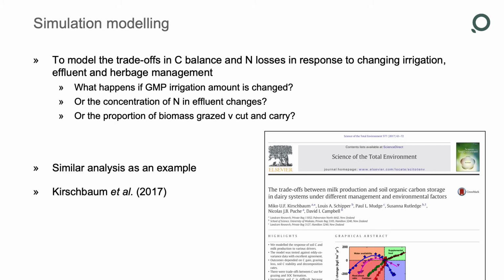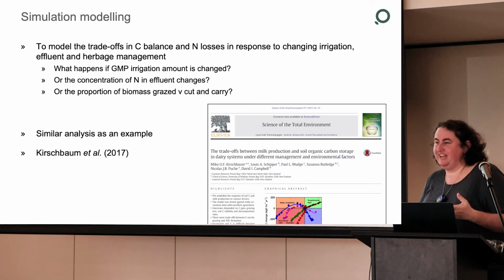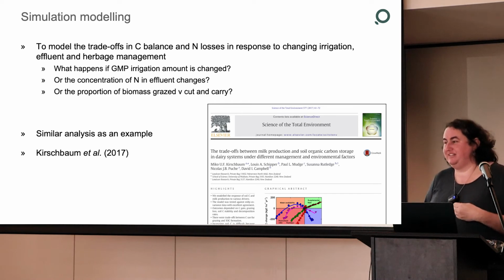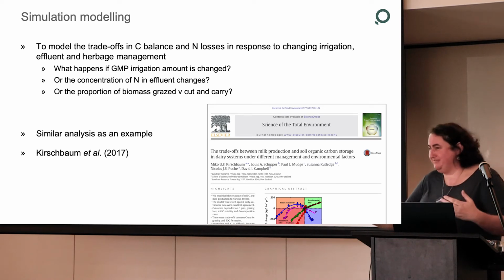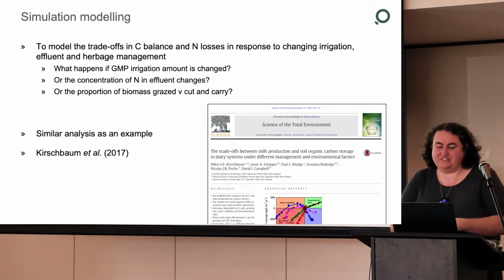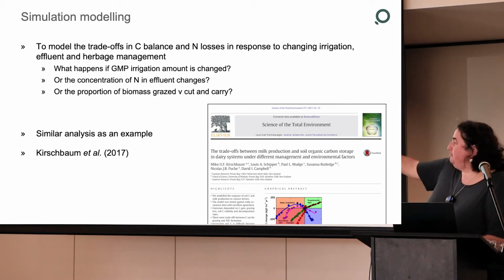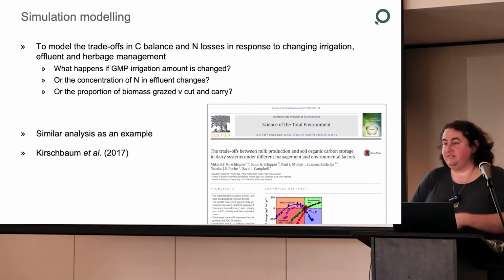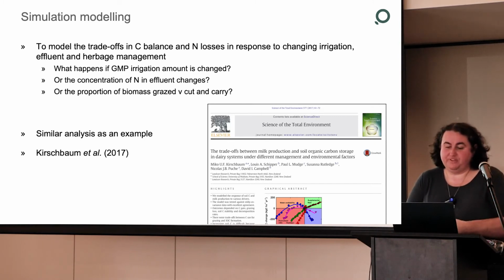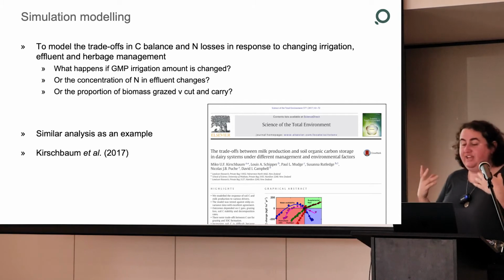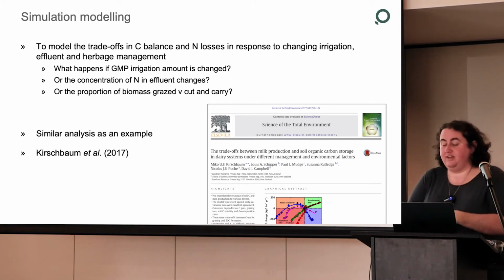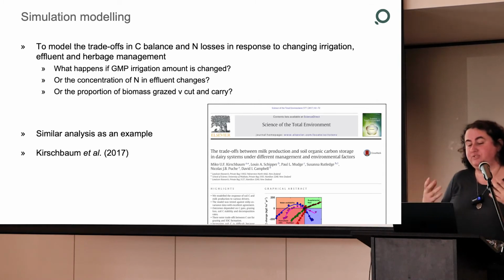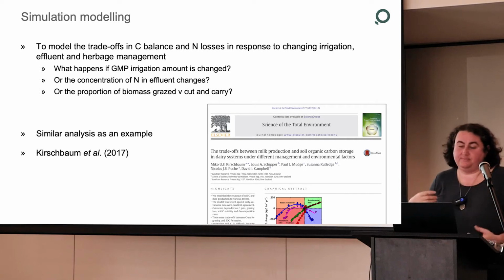We did that by asking, well, if you change irrigation, and I'm defining GMP irrigation as deficit irrigation. We all know that if you inappropriately irrigate a system, you can leach a lot out, so I didn't think that was worth exploring. I've done work in the past, and it isn't the most sensible thing to do. So we've defined GMP irrigation as deficit irrigation in this system, and that's something that can be explored further. What if the concentration of the effluent changed? So if there was greater nitrogen and organic matter within that effluent, and also the proportion of grazed and cut and carry in the system.